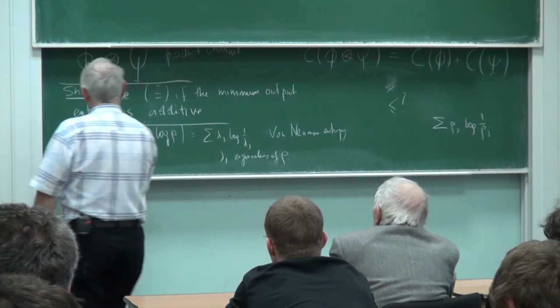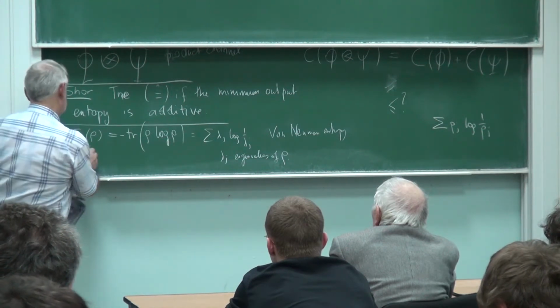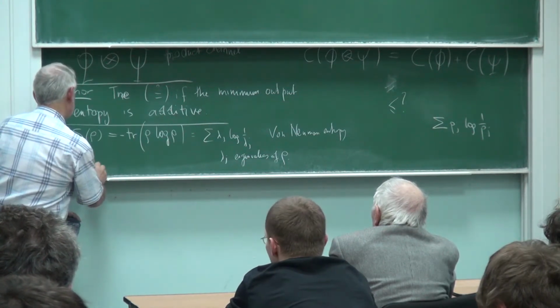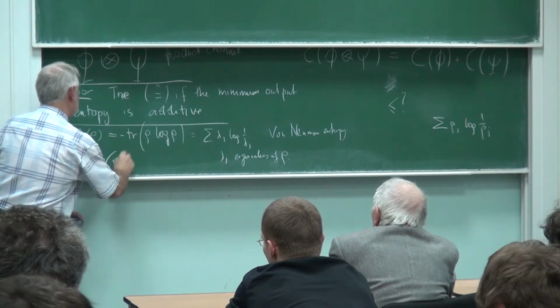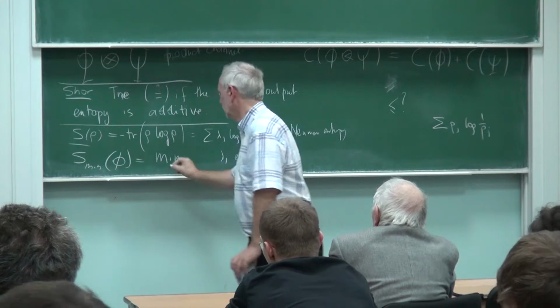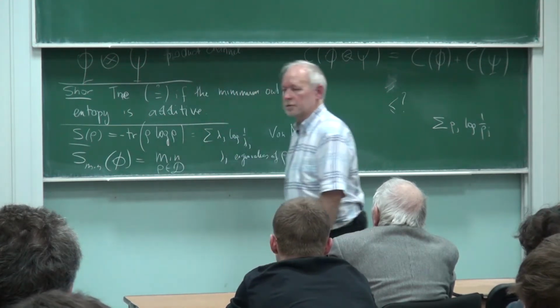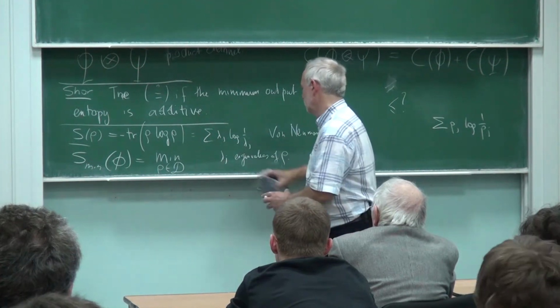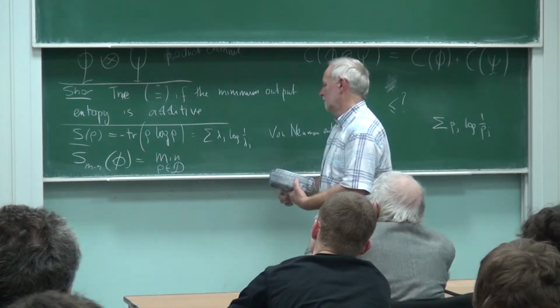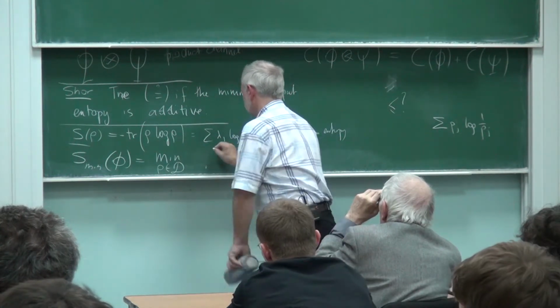Okay, now this is the entropy. Now what is the minimum output entropy? It is the following: S_min of phi is the minimum or infimum over rho, over all states rho, it will be clear where they belong, of S of phi of rho.